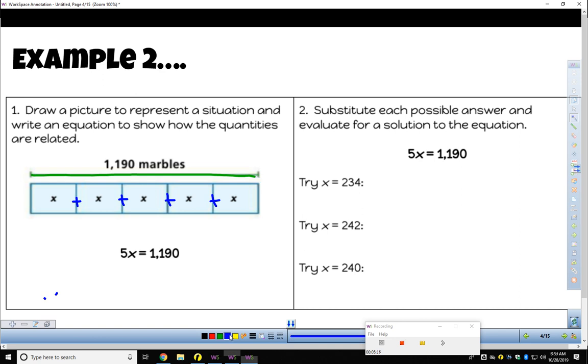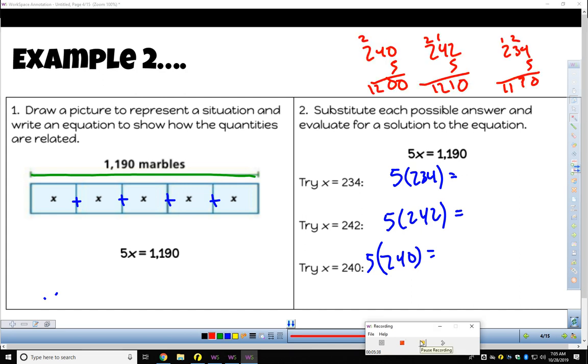So again, if we plug this in, if x is 234, what is that going to equal? If x is 242, or if x is 240, what are each of these going to equal? Pause the screen and see if you can figure out which is the solution.